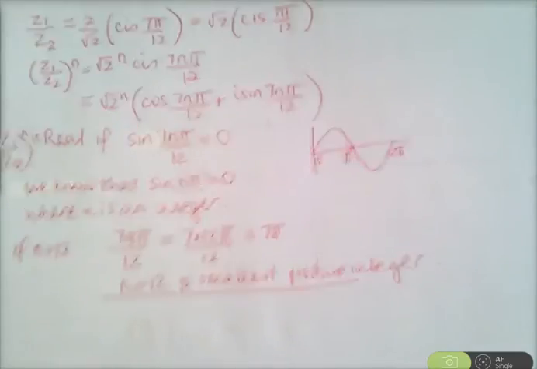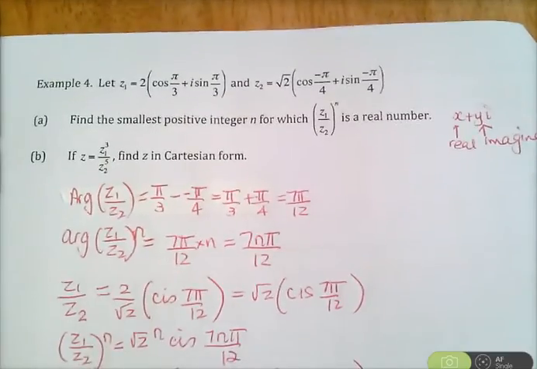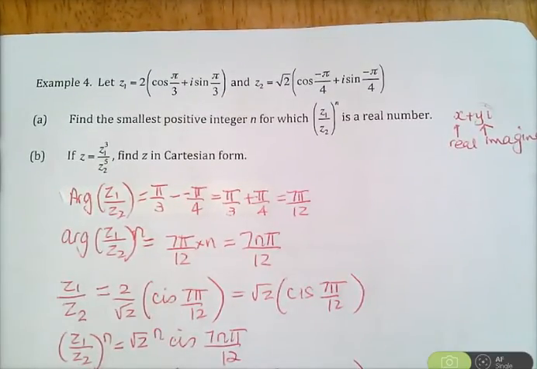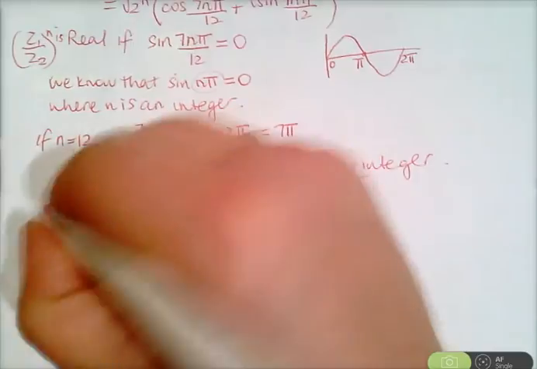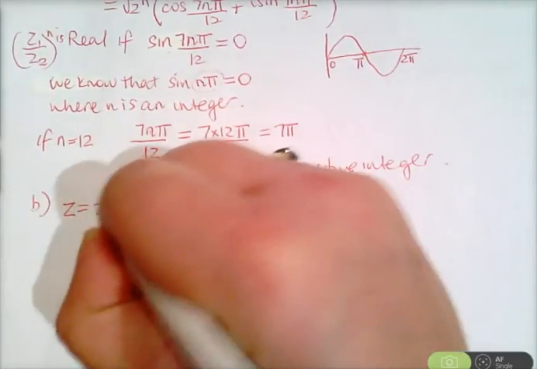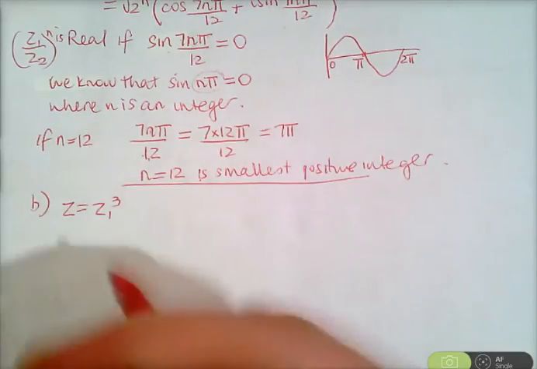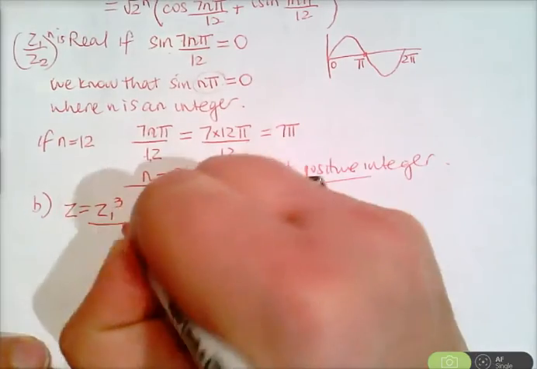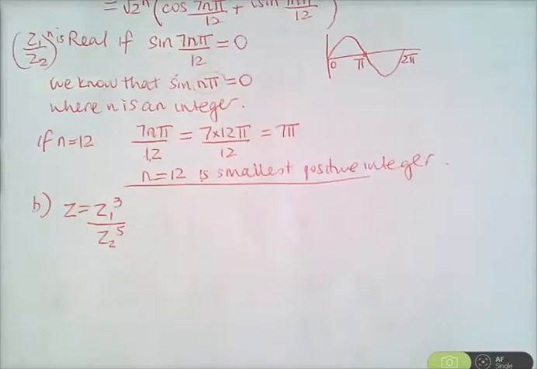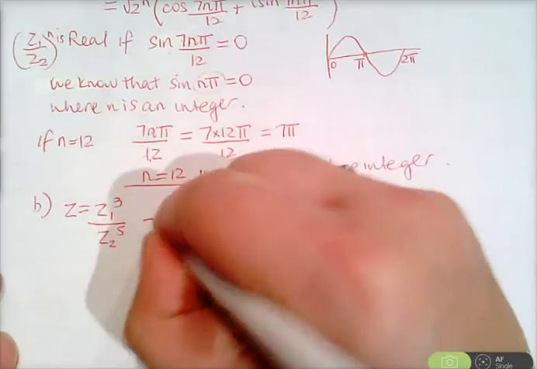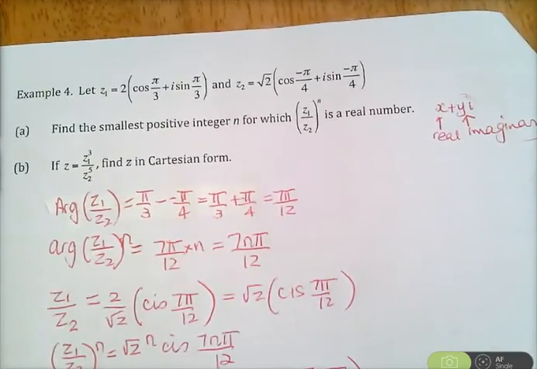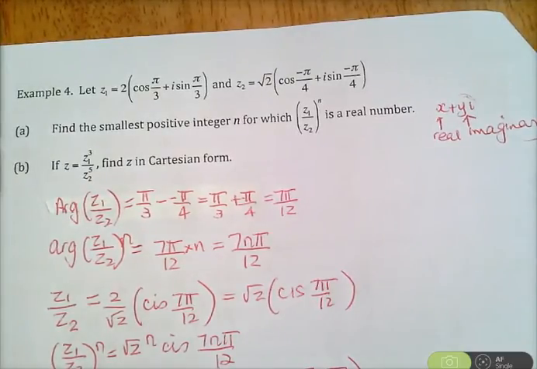Now in part B, it says if z equals Z1 cubed over Z2 to the power of 5, find z in Cartesian form. Now this is just fairly straightforward. So that's what we're trying to find, Z1 cubed over Z2 to the power of 5. Now Z1 is 2 cis π/3, so we can just apply De Moivre's theorem.